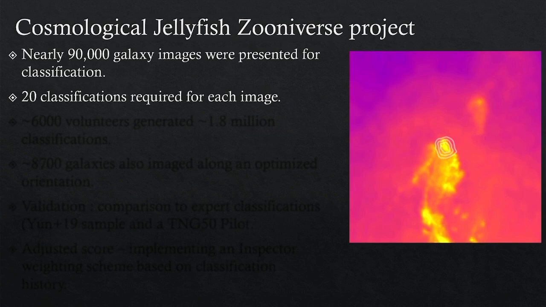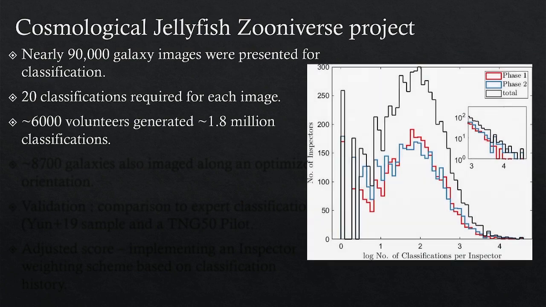We wanted, since we were talking about people who are not necessarily experts or had ever seen a galaxy before, at least 20 classifications per image. And in the end, about 6,000 volunteers took part and generated roughly 1.8 million classifications for our objects. This is a histogram for the number of classifications per inspector and how many inspectors classified this amount.